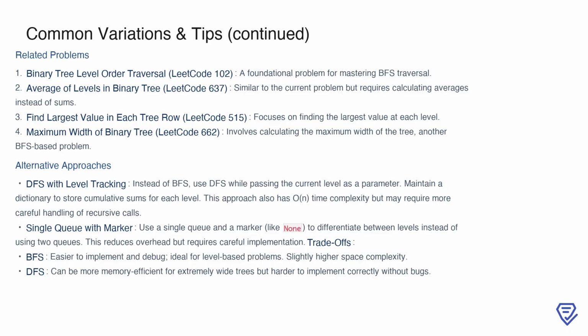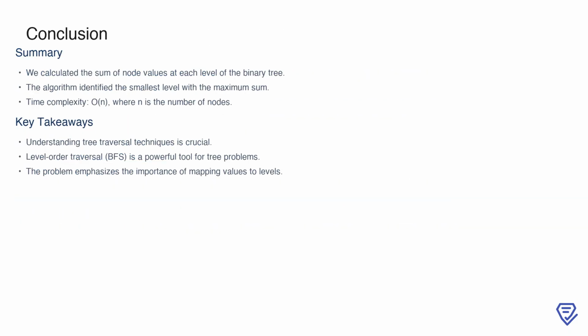In terms of trade-offs, BFS is generally easier to implement and debug, making it ideal for level-based problems, though it might use slightly more memory. DFS, on the other hand, can be more memory efficient for extremely wide trees but tends to be harder to implement without introducing bugs. Great job! Today, we tackled the problem maximum level sum of a binary tree and learned how to efficiently compute and analyze tree structures. Remember to practice similar problems to refine your skills.